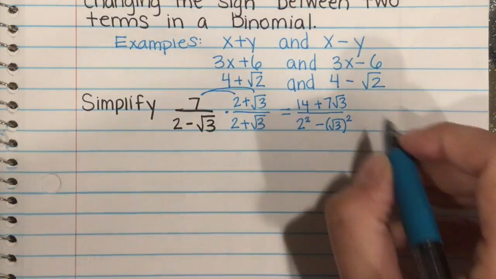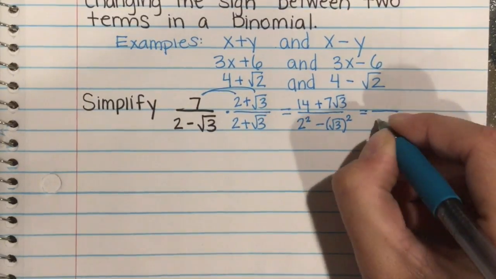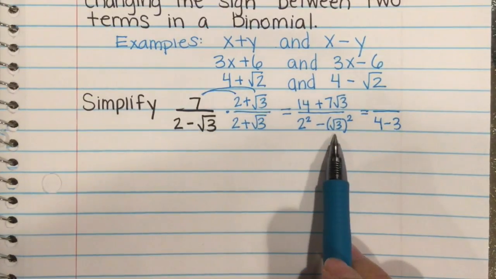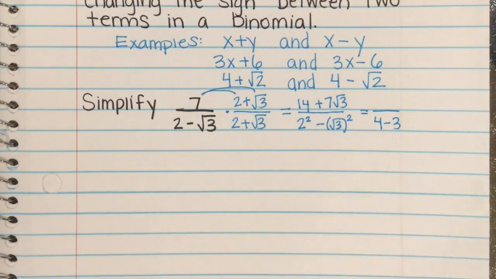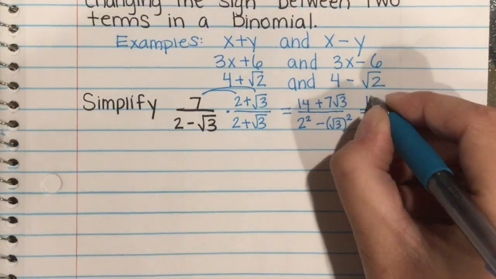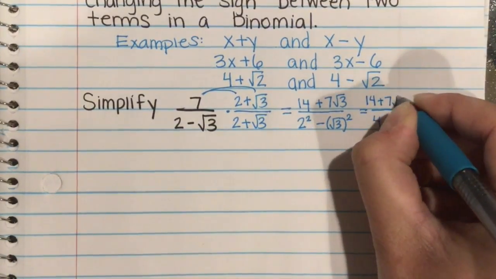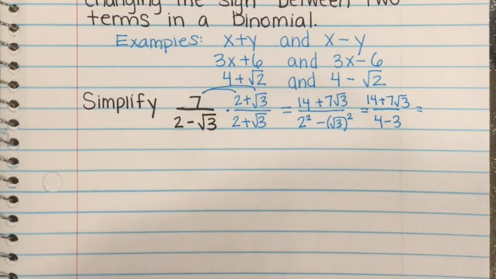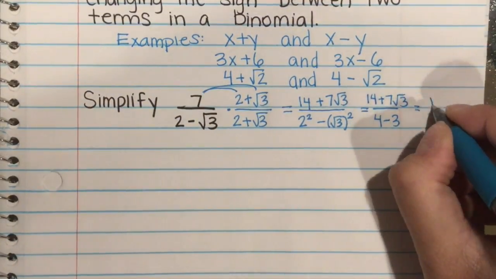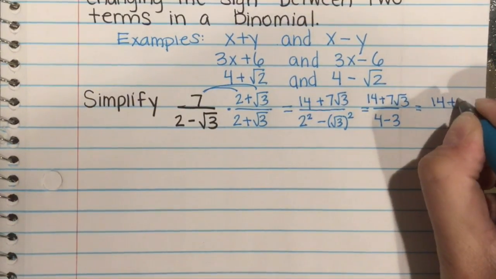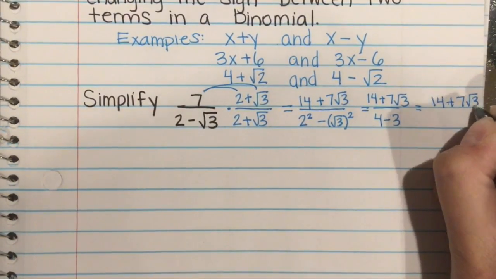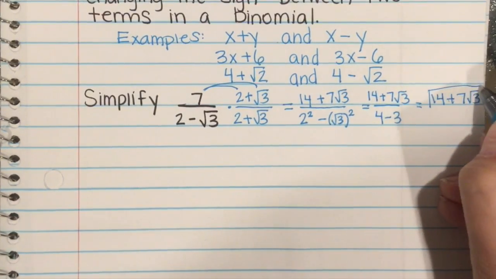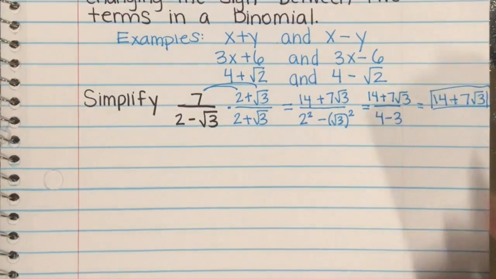In my denominator, I can simplify. So I have 4 minus 3. 2 squared is 4. The square root of 3 squared is 3. And then my numerator is staying the same. And then I know that in my denominator, 4 minus 3 is just 1. And so that would mean that my final answer is going to be 14 plus 7 multiplied by the square root of 3. If you put the 1 in the denominator, that's not wrong. This is just the most simplified version.